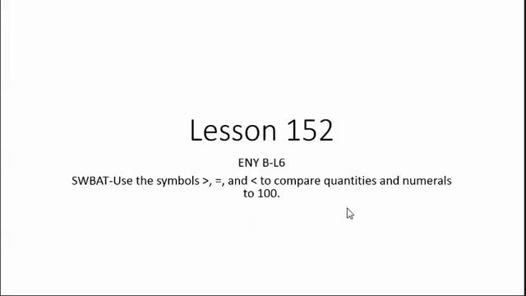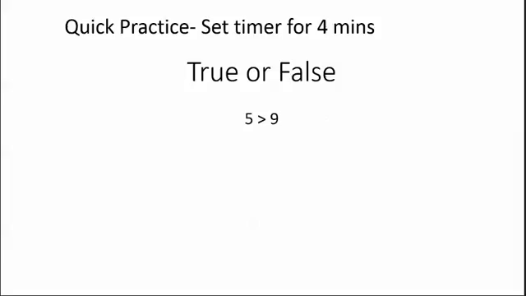So lesson 152 is again a review for place value and the comparison of greater than, equal, or less than in quantities and numerals up to 100. The quick practice is great because what you're asking kids is to identify whether a statement is true or false. And so they'll have to read, left to right, whether something is greater than, less than, or equal to, and if the representation is true on the screen, like this one in particular says 5 is greater than 9, kids should automatically know that's false.